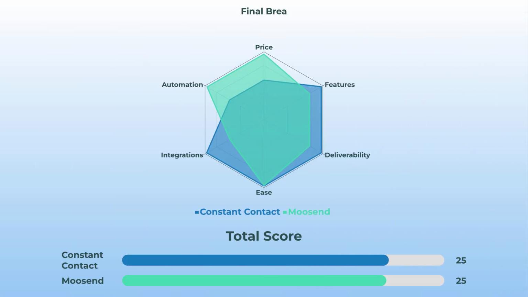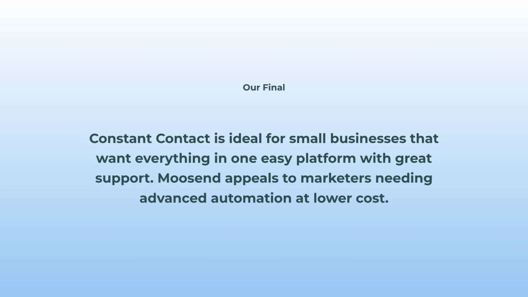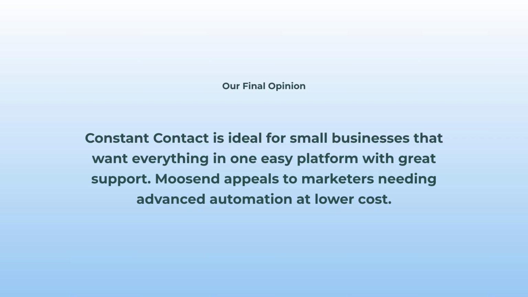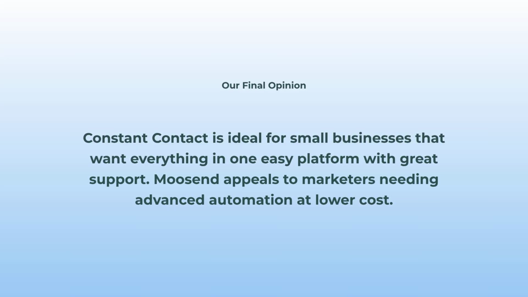If you look at the radar chart, you can really see these strengths and weaknesses mapped out. Moosend spikes on price and automation, but Constant Contact just fills out the entire graph with versatility and integrations. So, bottom line, Constant Contact is honestly perfect for small businesses that want a single, easy platform with all the basics covered and a little extra help from support. If you're more into advanced automation and keeping costs low, Moosend is probably going to win your heart.